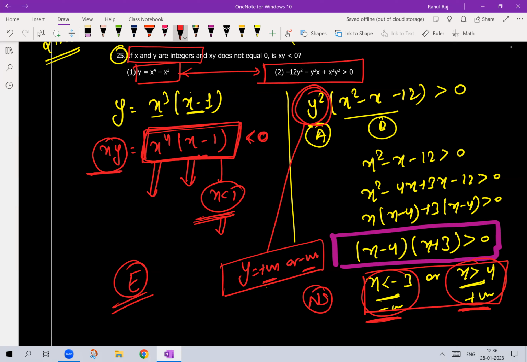You are telling on the basis of combination you are asking me, right? Here it is not defined on the basis also, because x can be negative, x can be less than negative 3, x can be greater than 4. On that basis also you can say it is not sufficient. Agreed. What you're trying to say, I understood.